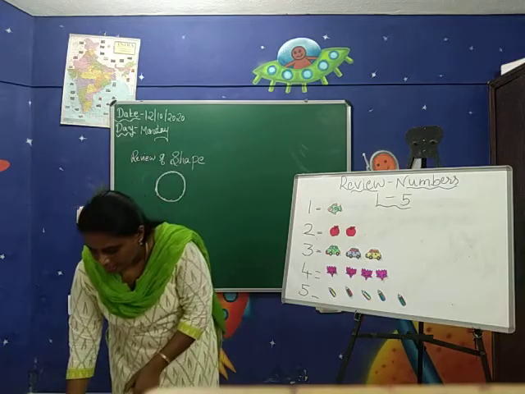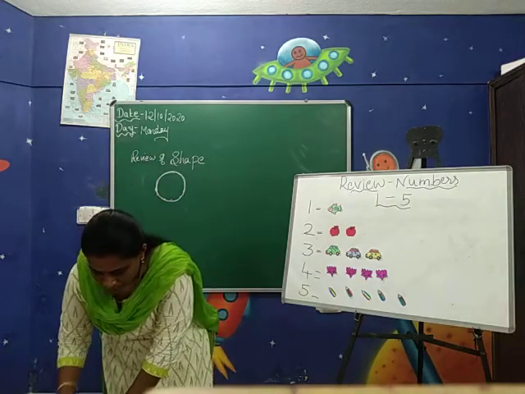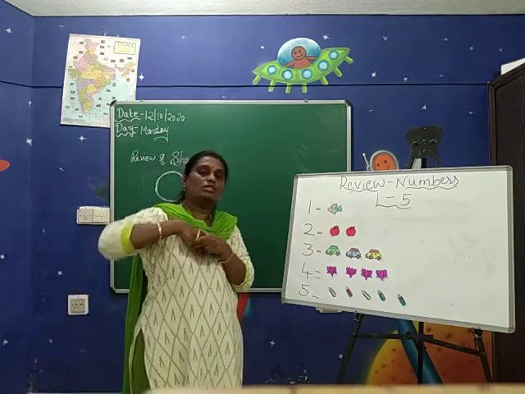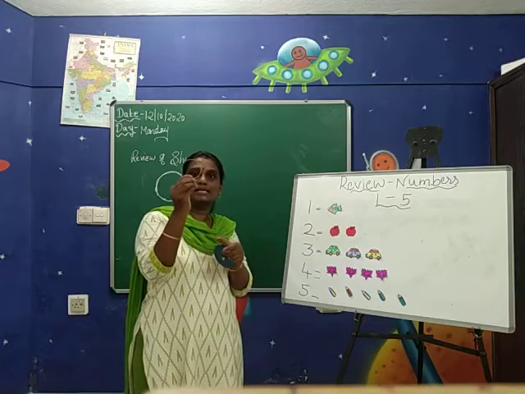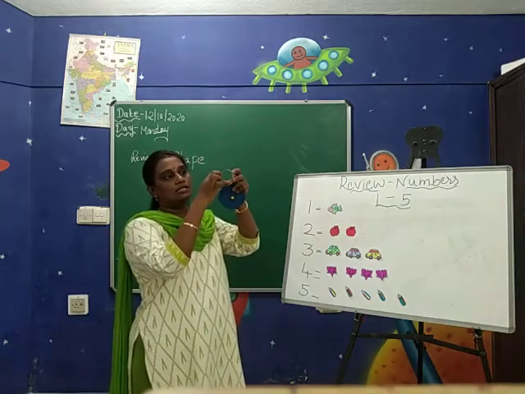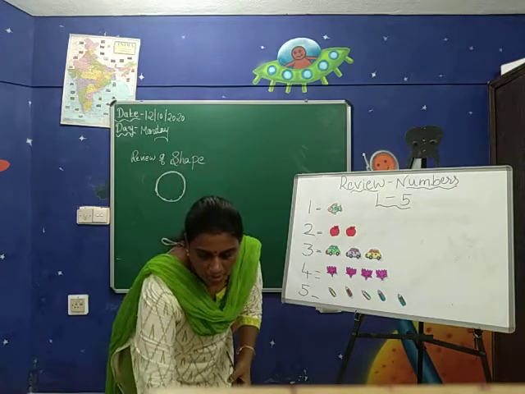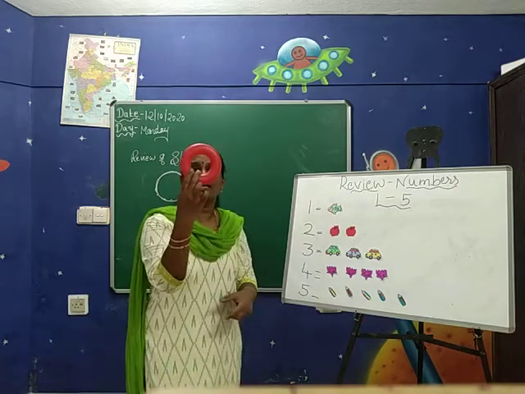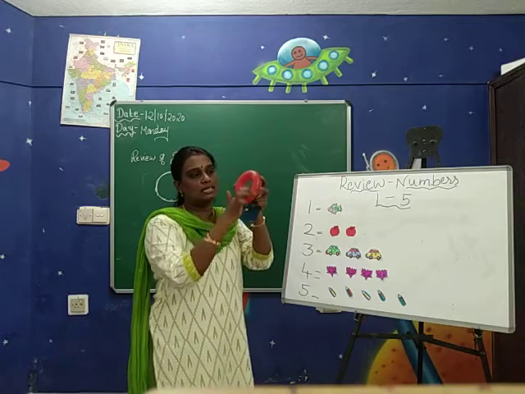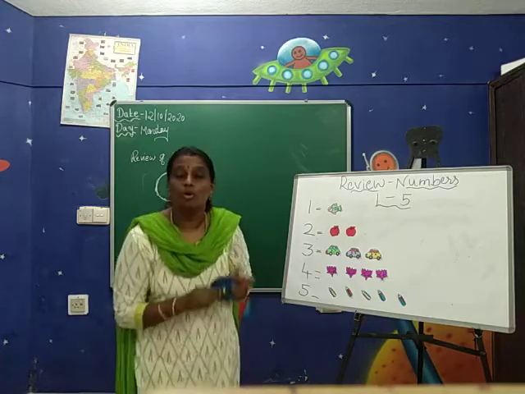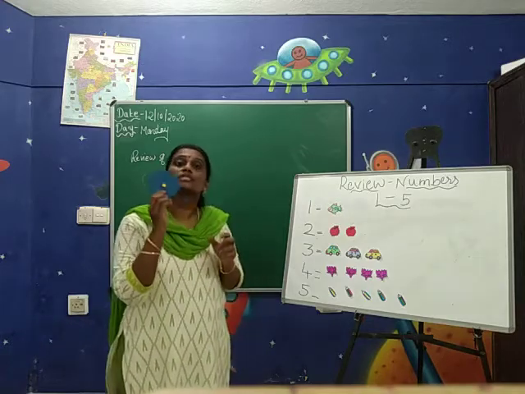Yes, very good, children. Next, mama will put one bangle in the hand. Now what did I put? That is a bangle. Bangle is also in circle shape. It is round shape. And one I will show you here. This is the ring. Ring is also in circle shape. It is in round shape. Circle has no ends, no sides.